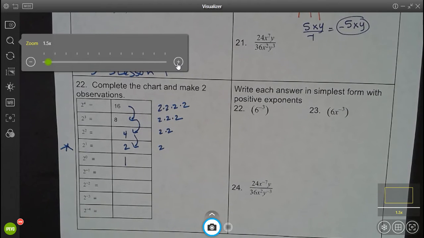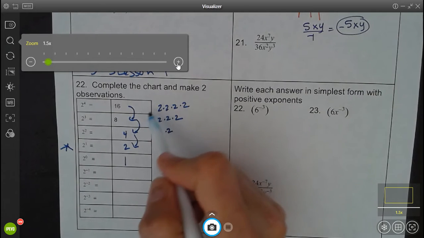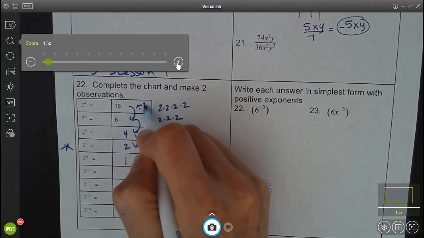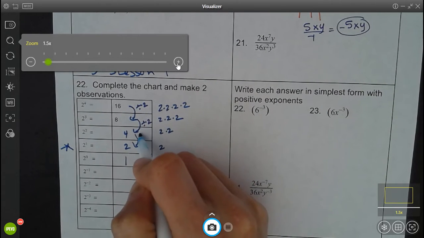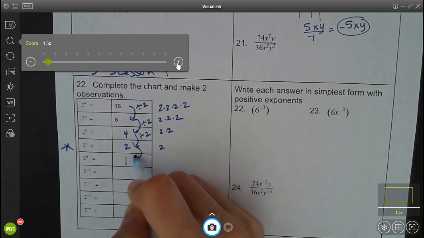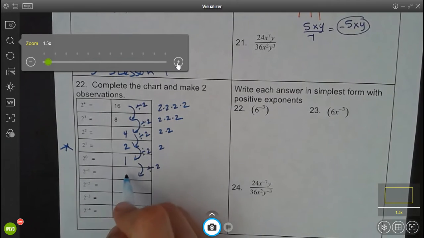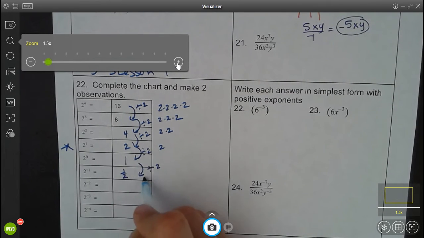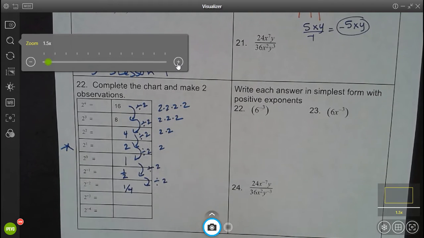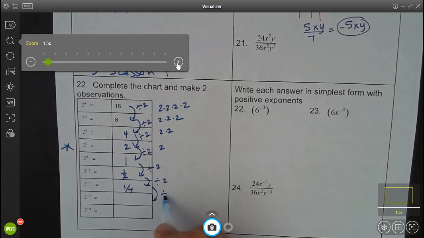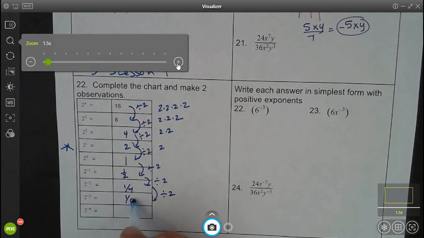Okay, that seems weird. It seems like it should be 0, but it's not. The pattern is divide by 2, divide by 2, divide by 2. So it must continue. Divide by 2. And it must continue into the negative zone. What is 1 divided by 2? 1/2. What is 1/2 divided by 2? 1/4. What is 1/4 divided by 2? 1/8. Then 1/16.